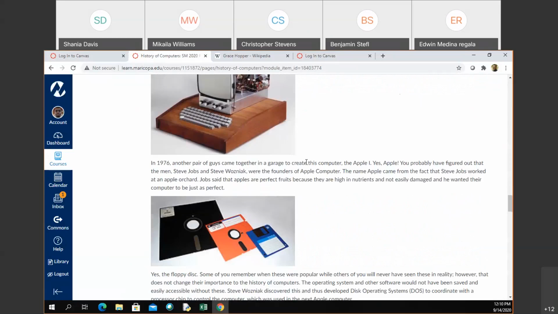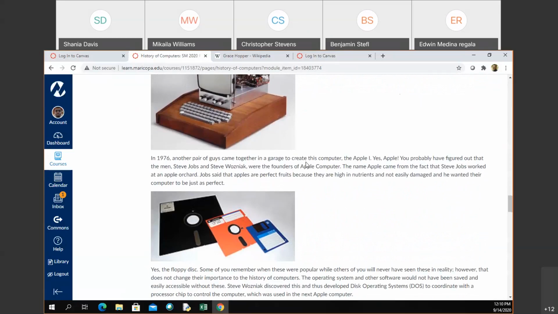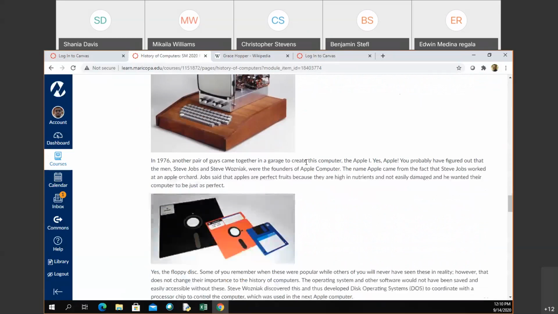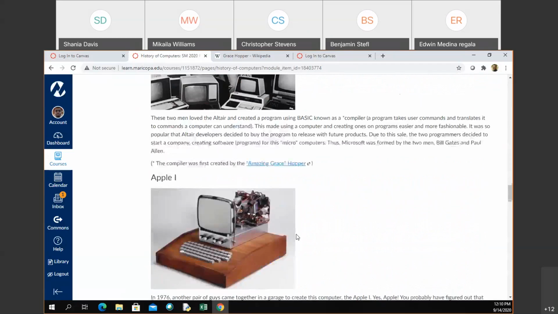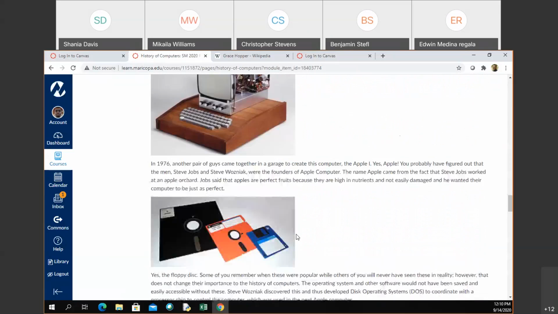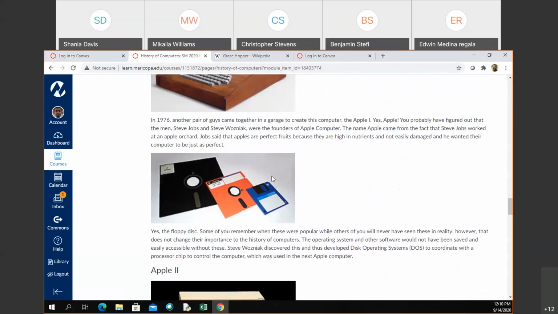Well, the cool thing about this was that Steve Wozniak was able to take those programs and the software, which these guys up here were creating, and put them on floppy disk.